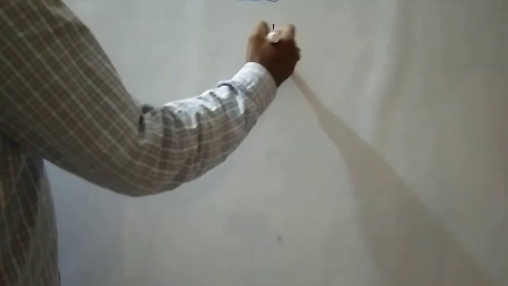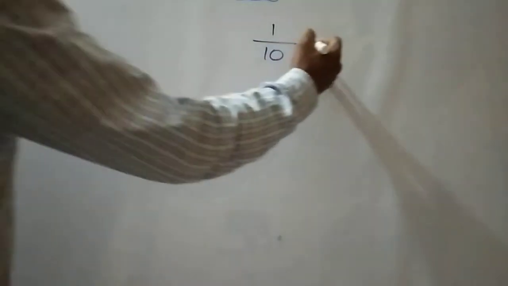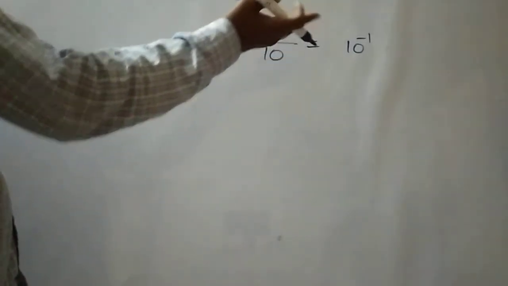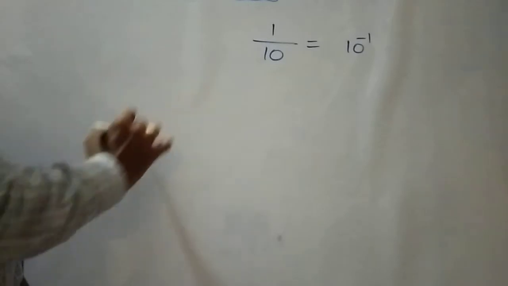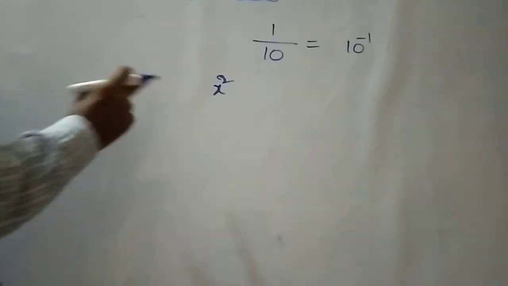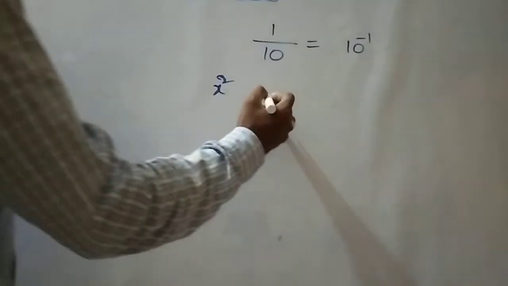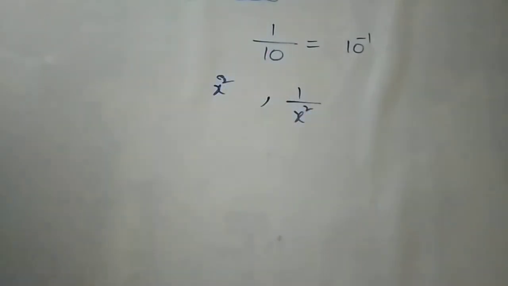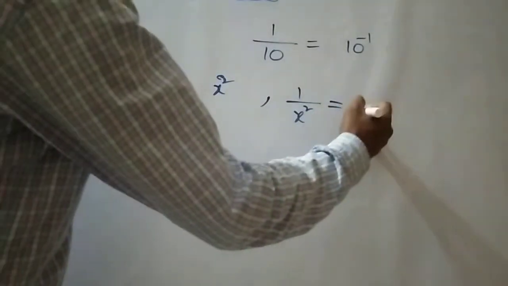Next, 1 by 10. 1 by 10 means 10 power minus 1, by writing reciprocals. In the same way for variables, x square is already positive. Suppose it is 1 by x square, we can write it as x power minus 2. It is a negative power, a negative integer.